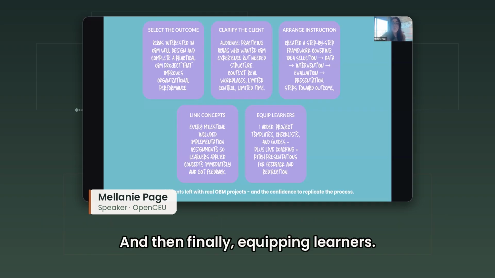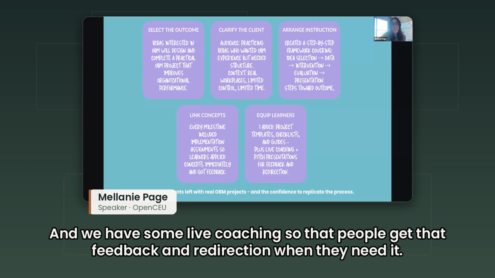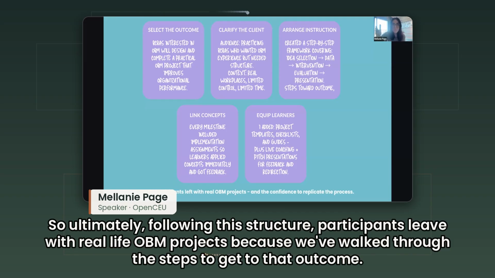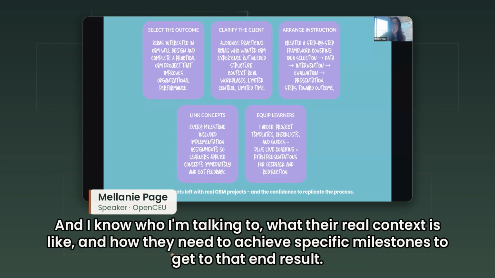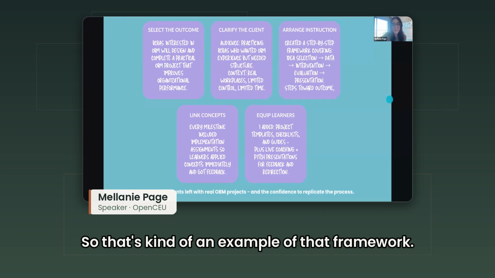And then finally, equipping learners. This is where I added project templates so people can just plug and play, some checklists for people to know that they're following the framework and things to consider, some assessments and guides, and we have some live coaching so that people get that feedback and redirection when they need it. So ultimately, following this structure, participants leave with real-life OBM projects because we've walked through the steps to get to that outcome, and I know who I'm talking to, what their real context is like, and how they need to achieve specific milestones to get to that end result. So that's an example of that framework.